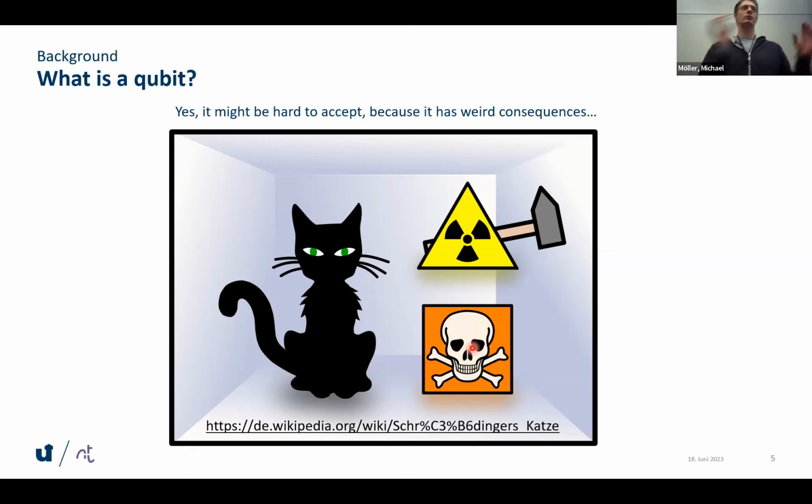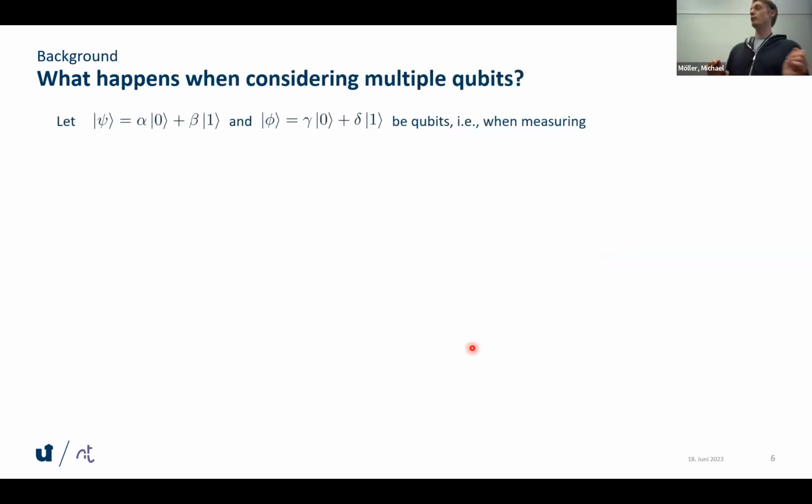So it collapses into either 0 or 1. So the cat would be alive and dead at the same time up to the point where you measure, and then it's decided what happened here. So indeed, the world is weird at this scale. And it gets even weirder when we think about what happens if we consider more than one qubit.